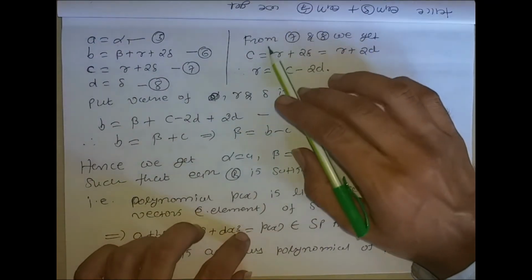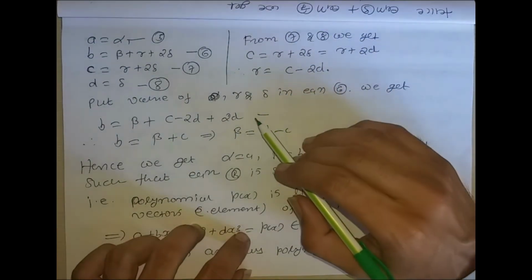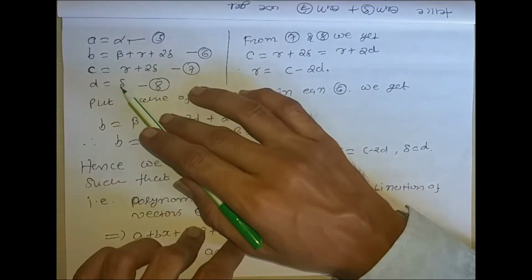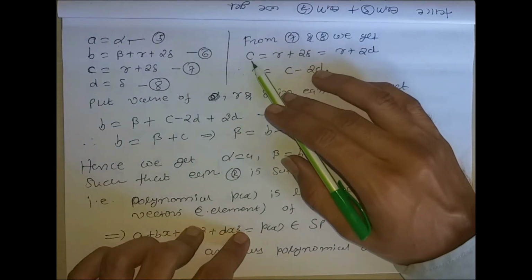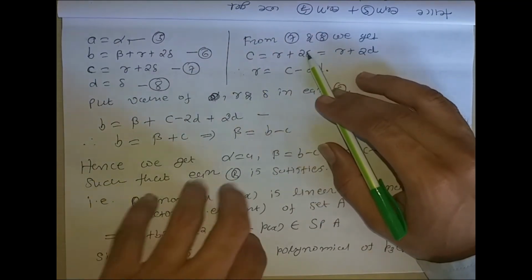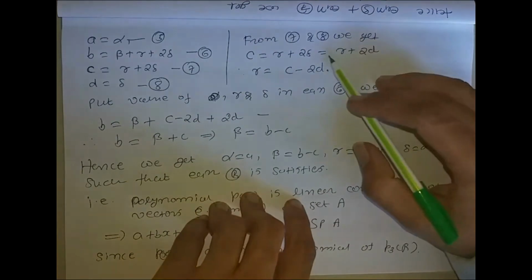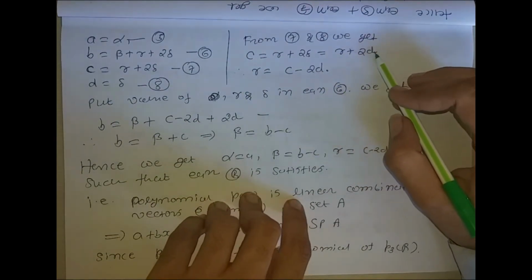Now from equation number 7 and 8, put this value of delta equal to d in equation number 7. So we get c is equal to gamma plus 2 delta, but delta is equal to d, so we get gamma plus 2d.